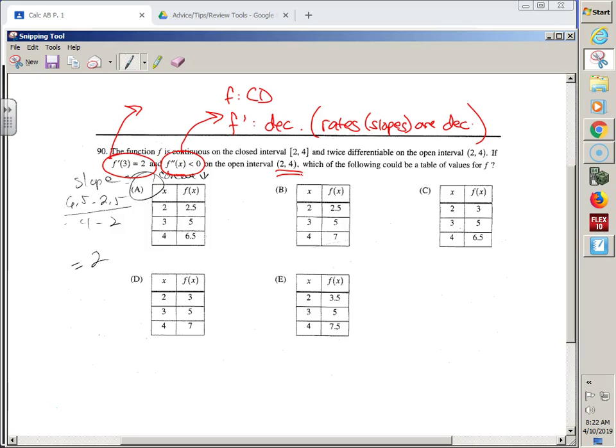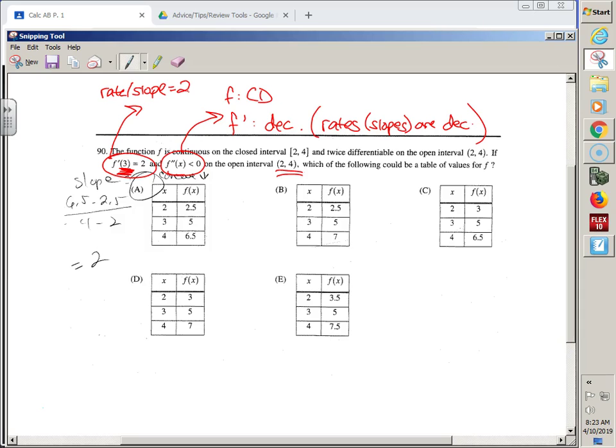So not only do I know that the rate or the slope at 3 is 2, but I also know that f seems to be increasing because this first derivative value is positive. Okay, so f seems to be increasing, which if you look at all of these, the y values are going up for every single table. That doesn't really help me. If something was going down, I would probably eliminate it. But I need to look at how it's going up and how much it's going up.